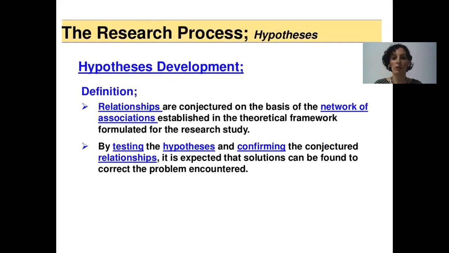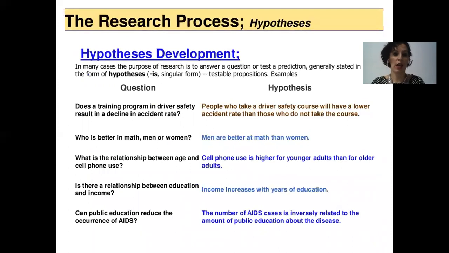The relationships have to be created on the basis of the network of association that we have already created in our theoretical framework. So when we test these hypotheses and confirm the conjectured relationships, we can expect that our solutions will be correct in getting an answer to that problem.